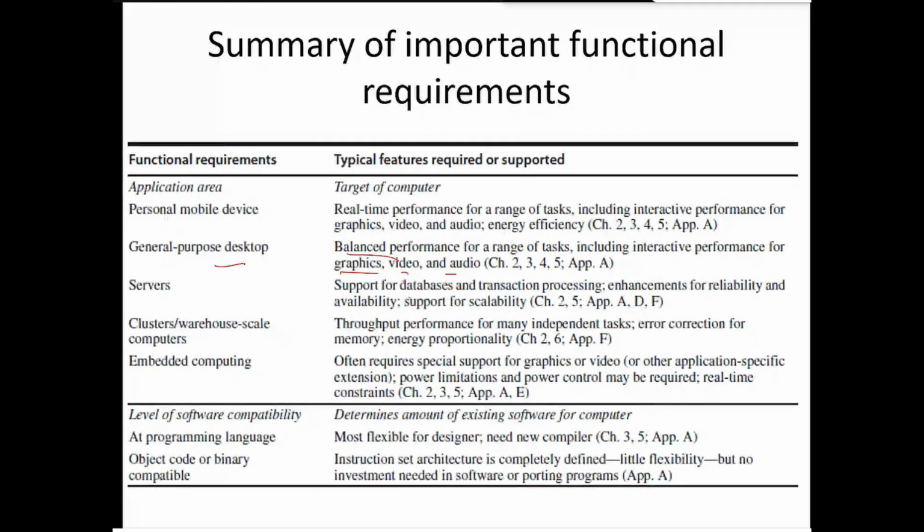But with respect to desktop, scalability, availability or reliability are needed less, because you are the only person who is going to rely on this. But when you take servers, multiple persons are going to rely on that. So the reliability and at the same time availability are what matter. Moving on to warehouse scale computers, throughput. Because we are going to get so many requests, how many requests have been processed per second is very important for warehouse scale computers. And the last one is embedded computing.